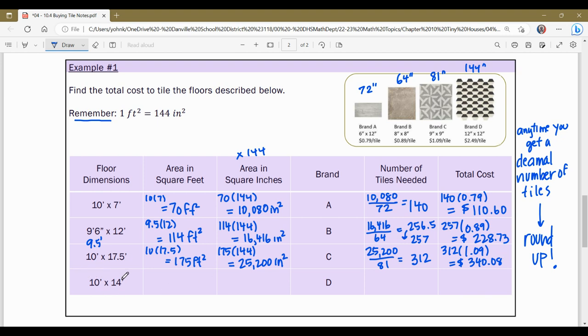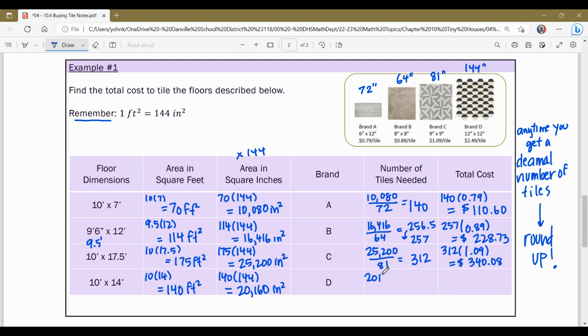Okay, last room, 10 feet by 14 feet. So first I'm going to find the square feet by multiplying 10 times 14. That gives us 140 square feet. Then I'm going to find the area in square inches by taking 140 and multiplying it by 144. This gives us 20,160 square inches. I'm going to use brand D tile, which covers 144 square inches.